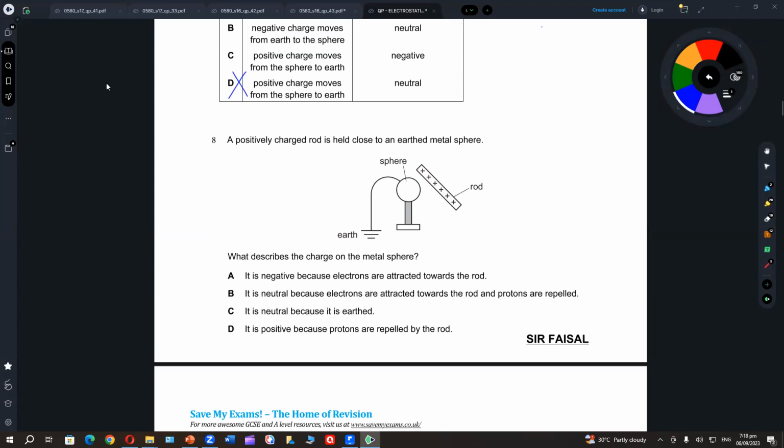A positively charged rod is held close to an earthed metal sphere. A very similar question. When you bring the rod, look carefully. This side will become negative and this side will become positive. The positive part is connected with the earth, so it will invite electrons from the earth. After some time, the electrons coming from the earth will neutralize this part and only negative is left over. Now, I have given you the story. You have to give me the answer.